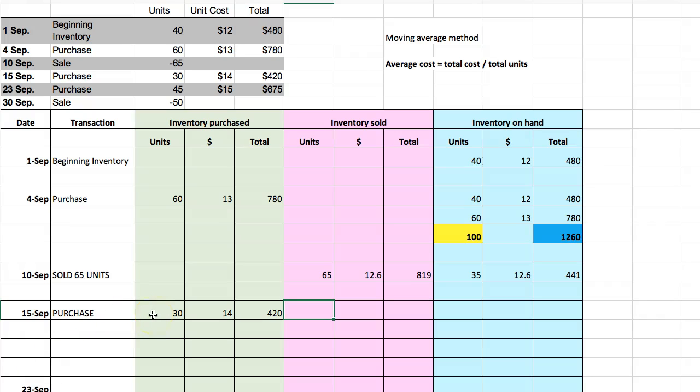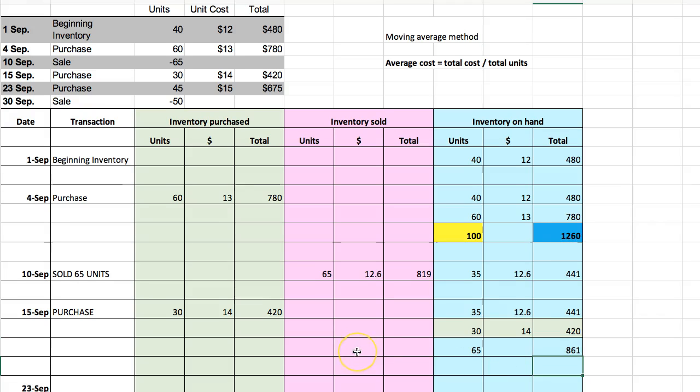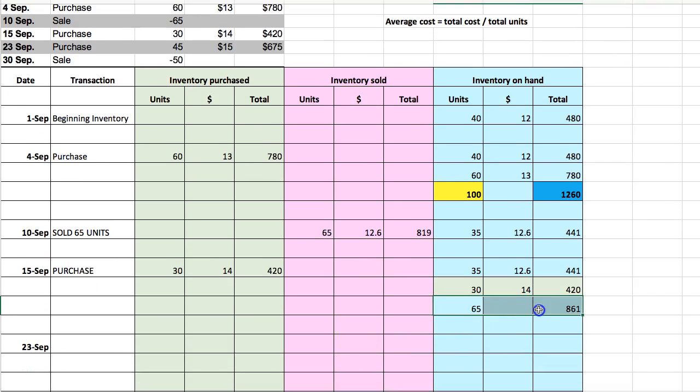So next we have the purchase on the 15th of September. So I've included all that here. And now we get our balance where we copy down what we already had, and we get our new purchase and we copy that underneath. And that means altogether I have 65 units, and that's $861 in total. Okay, and so those two totals are going to be important.